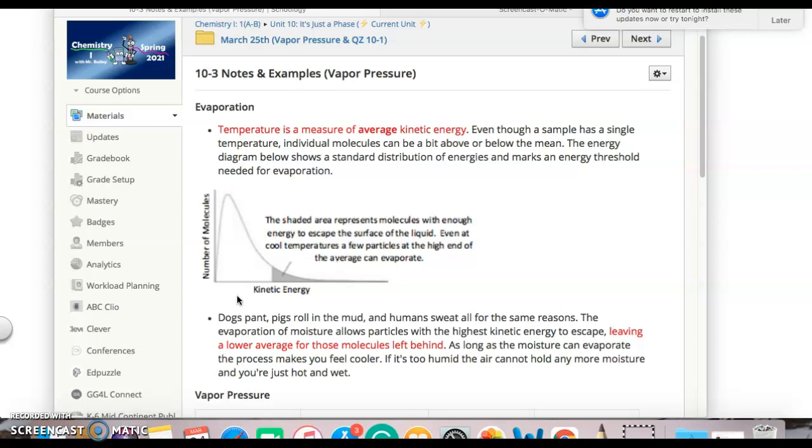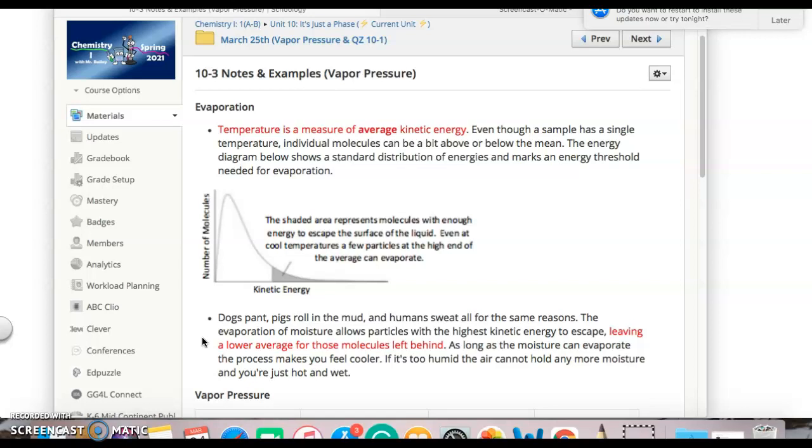So at some point, we are going to build up enough kinetic energy past our average, and that's going to allow those molecules to escape. And because those molecules escape, that lowers our kinetic energy or our temperature. And this is why dogs pant, pigs roll in mud, and humans sweat. The evaporation of moisture allows particles with the highest kinetic energy to escape, leaving a lower average for those molecules to be left behind.